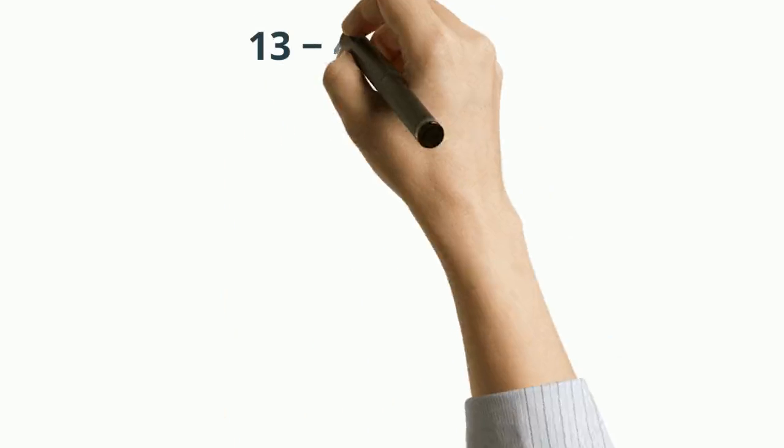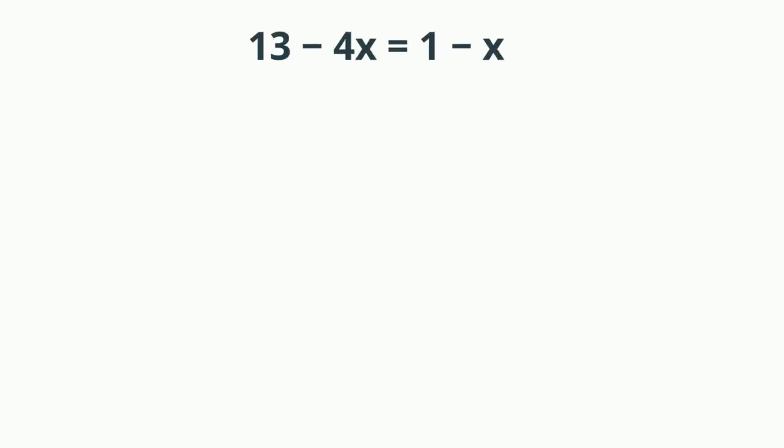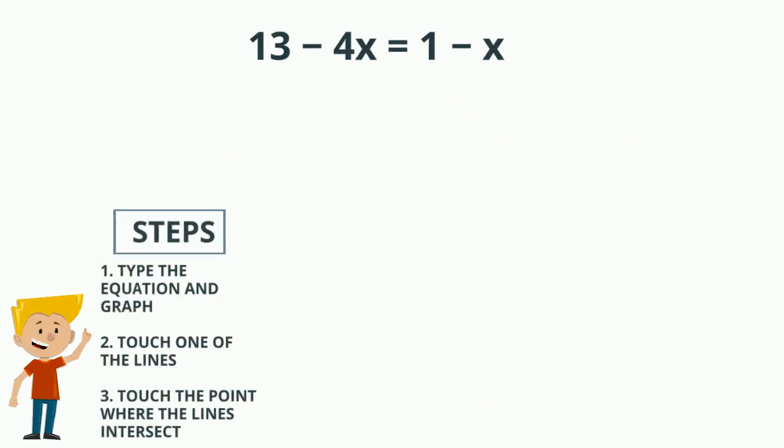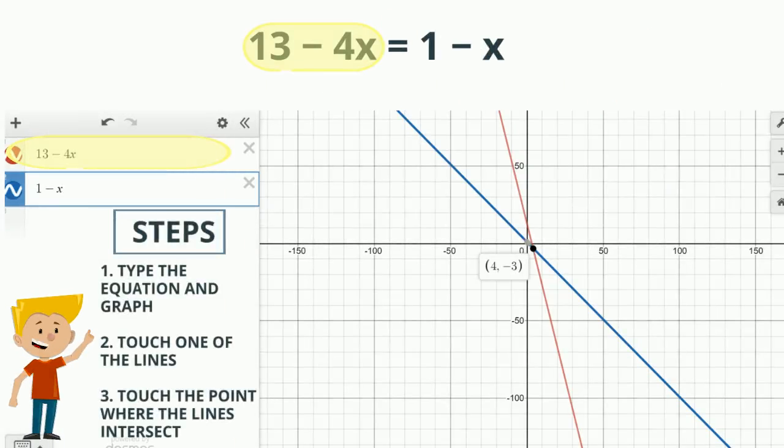So let's do another problem. We're going to do 13 minus 4x equals 1 minus x. You're going to follow the steps. Step number 1, type the equations in the right place, and it's going to graph it for you. Then you're going to touch one of the lines and touch the point where the lines cross or intersect.